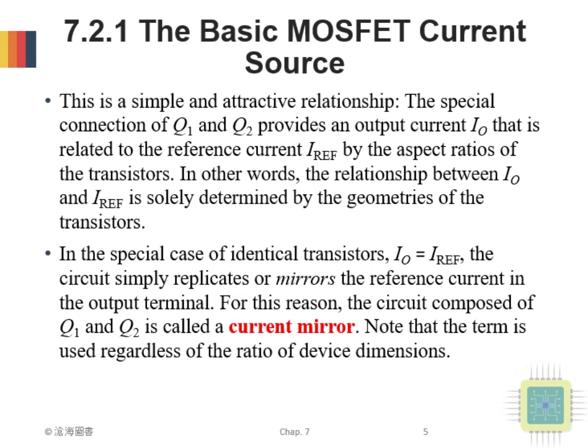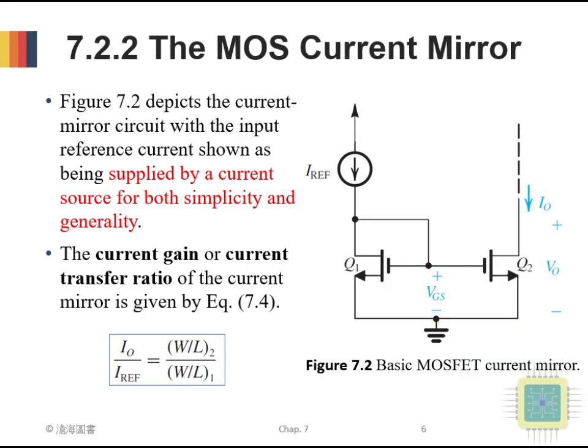For this reason, the circuit composed of Q1 and Q2 is called a current mirror. Note that the term is used regardless of the ratio of device dimensions. Figure 7.2 depicts the current mirror circuit with the input reference current shown as being supplied by a current source for both simplicity and generality. The current gain or current transfer ratio of the current mirror is given by equation 7.4.